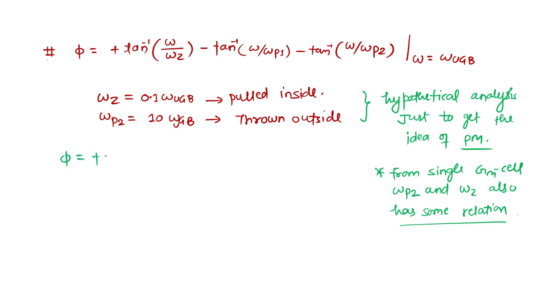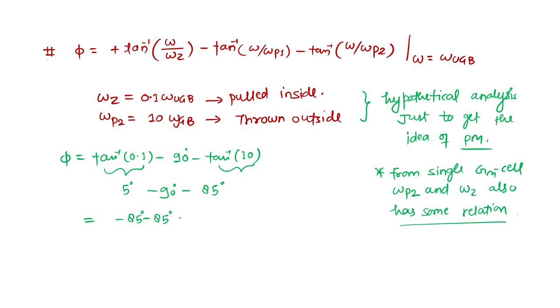Just see it fast. Tan inverse 0.1, minus, I will directly say 90 degree, minus tan inverse of 10. So it is approximate, I can take the very low value of nearly, let's say, 5 degrees, and I can approximate the other to nearly 90, let's say minus 85 degrees, sorry, 85 degrees, for the time being. So what the value is coming actually, minus 85 and minus 85.